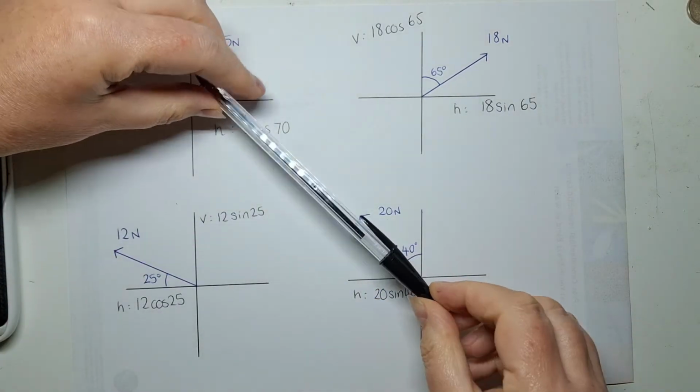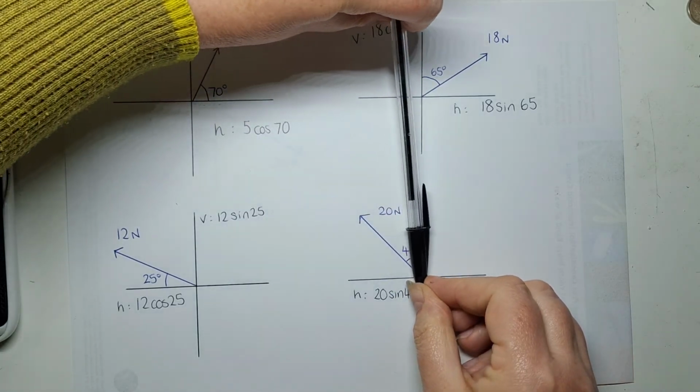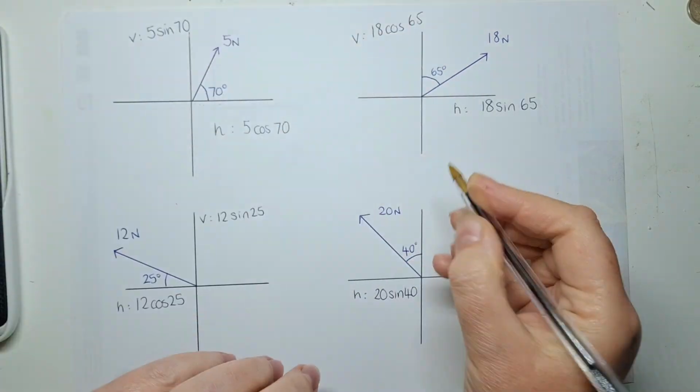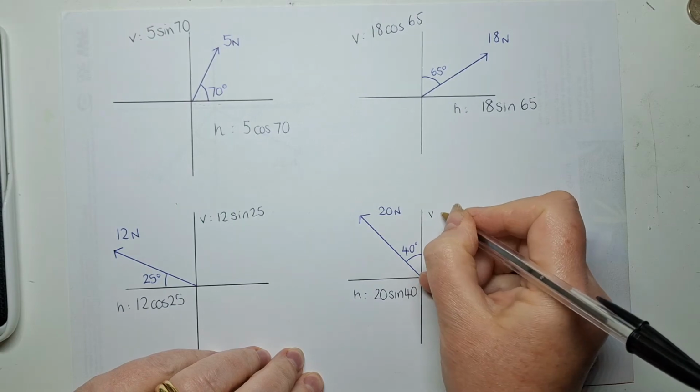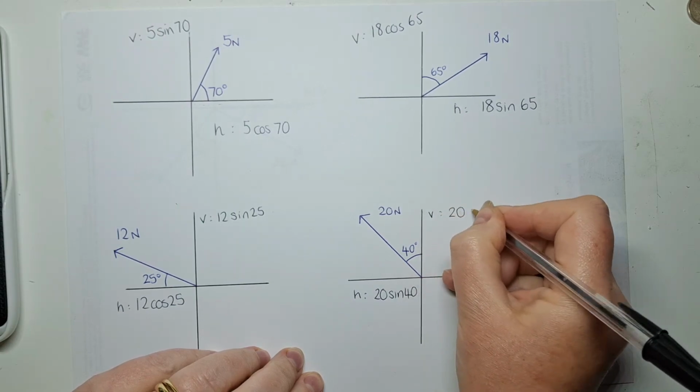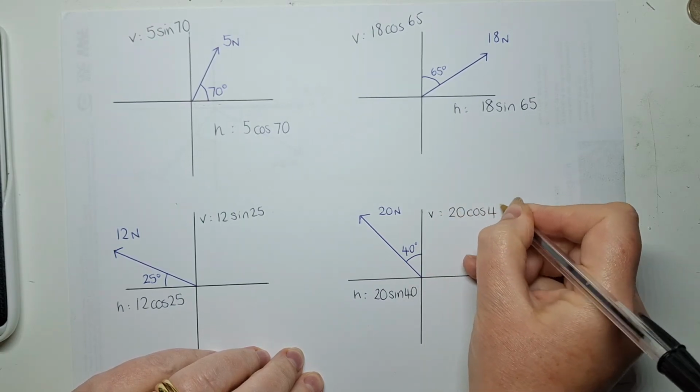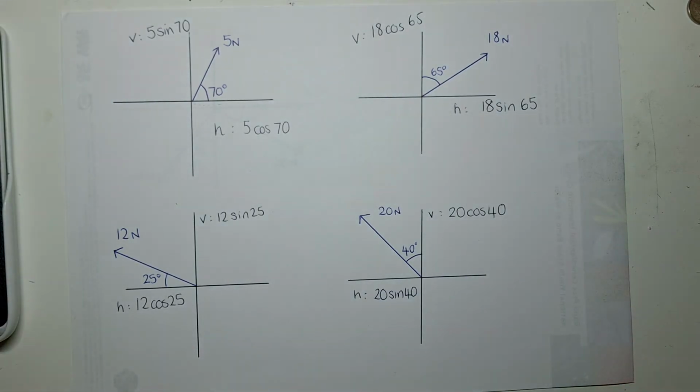And then moving around to the top, it's cos, because we're crushing the angle. So that's 20 cos 40. Okay, we'll do one longer example now.